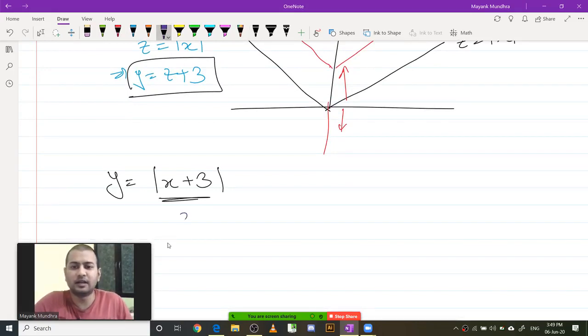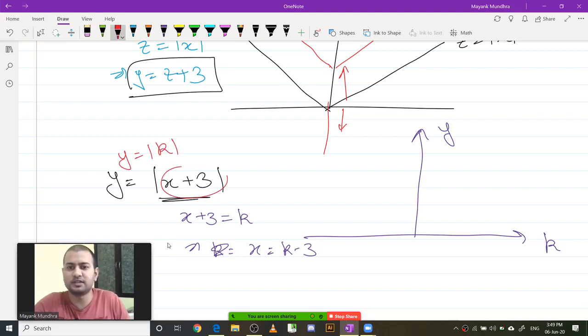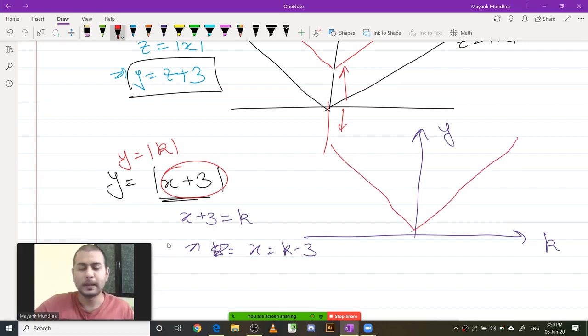So let's say I denote x plus 3 equals k. Okay, so then x becomes k minus 3. So if my graph was plotted in axes k and y, then my y becomes mod of k. Okay, because k is nothing but x plus 3. So if my axis was k, the graph will look like this. But if I want to convert it into x, x is k minus 3. Okay, so this point was 0.